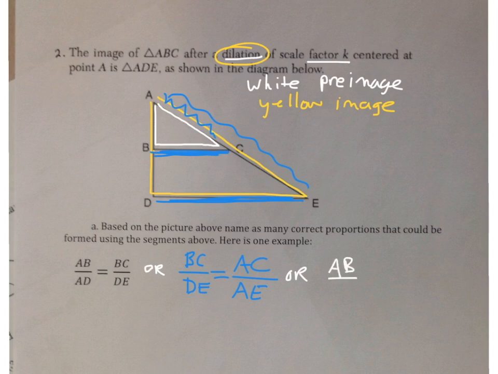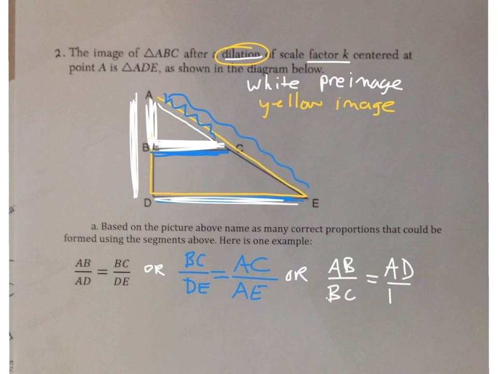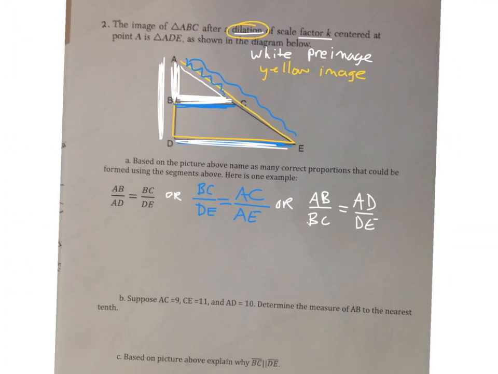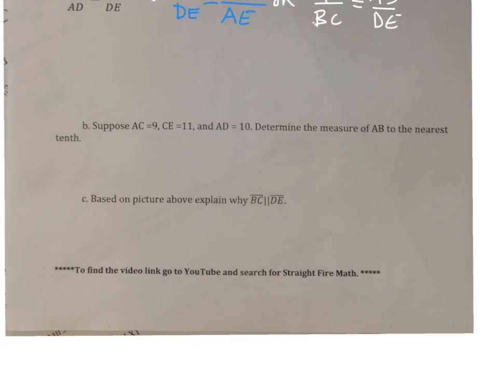So it's okay to make a match this way, to do AB, the left side, over the bottom, and then repeat it by doing another left side over a bottom. Now these are some examples of the many proportions that you could actually make up, matching up the corresponding sides and putting them in proportion.